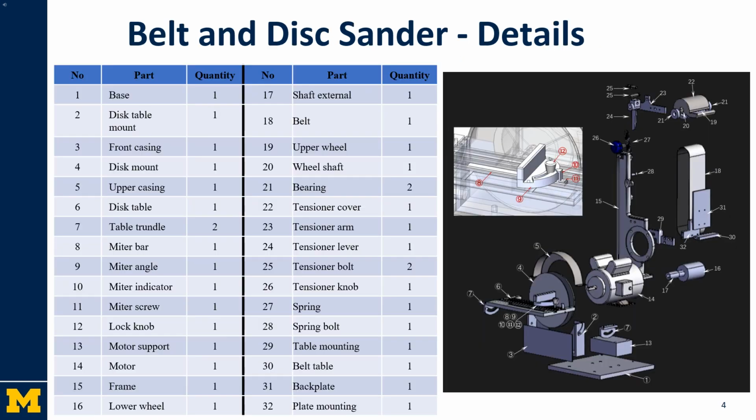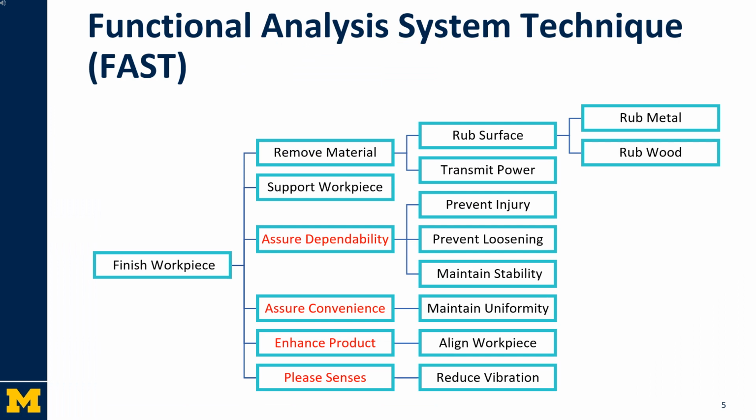And on this slide, you can see the exploded view of the sander itself with the list of parts on the left. Now coming to the function analysis system technique diagram, the task function is to finish the workpiece made of either metal or wood. Here, finishing the workpiece involves different types of operations like shaping edges, smoothing surfaces, removing paint, removing excess material, etc. There are two primary functions. One is removing material and the other is to support the workpiece. The remove material function further branches out into basic functions, and then as you can see there are a few supporting functions as well.